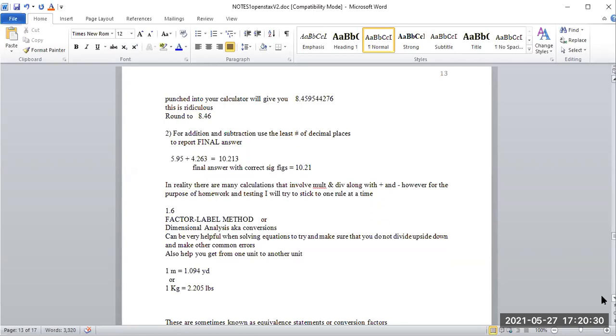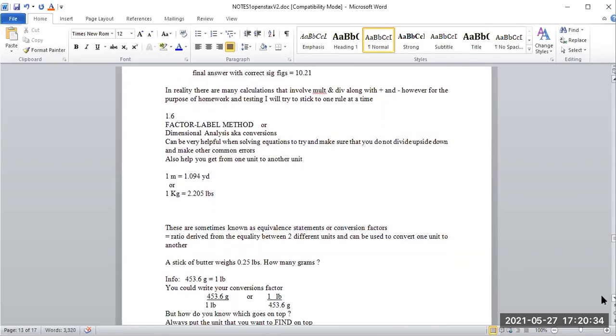All right, since we're heading down the math pathway, the next section is related. You can call this a couple of different things. Some textbooks like to call it factor label. Some textbooks just call it dimensional analysis. Some of them just flat out call it conversions. It all kind of amounts to the same thing. You are going from one unit to another unit.